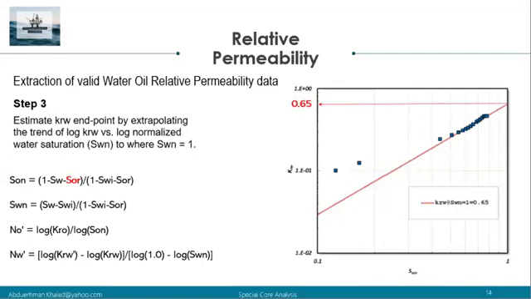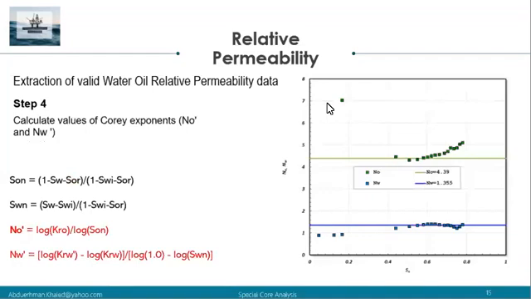In the following step, we estimate the water relative permeability endpoint by extrapolating the trend of the log of water relative permeability versus log normalized water saturation to the point equivalent to the true residual oil saturation, where SWN equals 1. So we have the water relative permeability endpoint. In step number 4, we estimate the NO and NW for the individual points by determining the slopes of the lines constructed from oil relative permeability at irreducible water saturation or water relative permeability at residual oil saturation. Then we take the straight line and measure it: this is for the NO and this is for the NW.